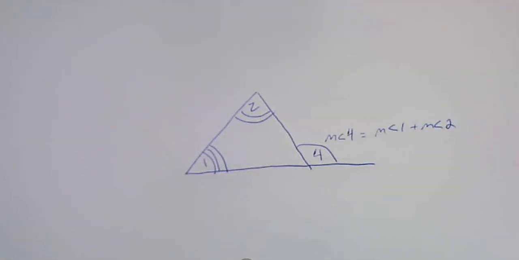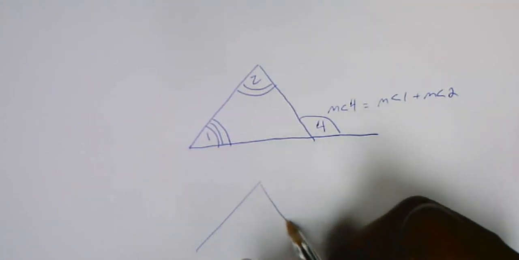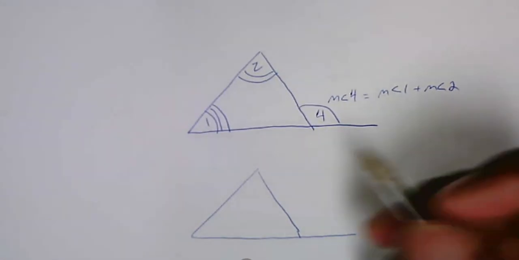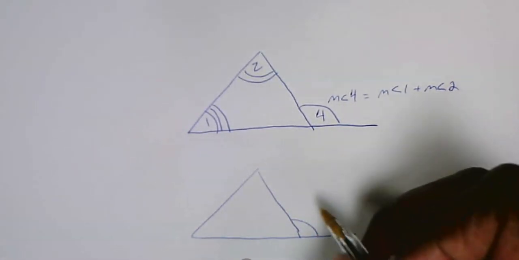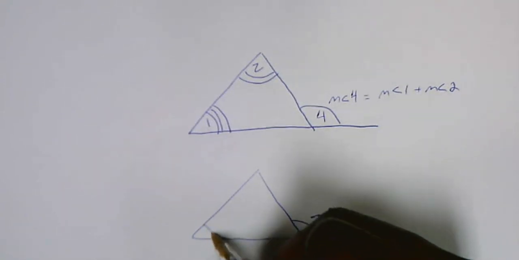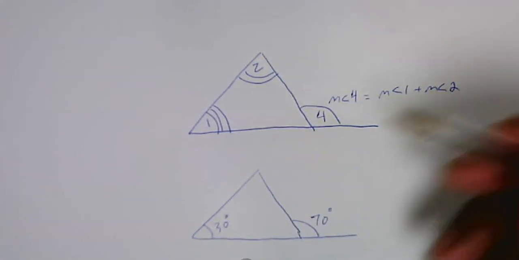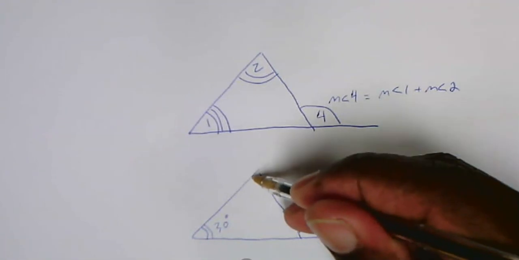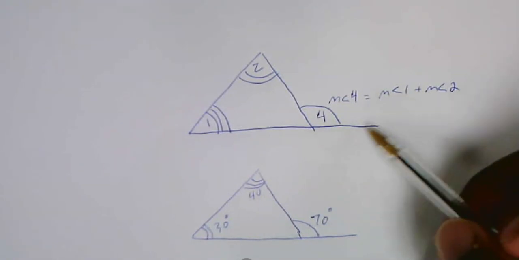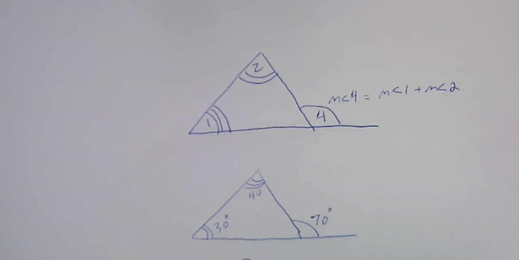So basically, if I knew, say, the measure of angle 4, I'm drawing a new picture. Let's say the exterior angle 4 is 70 degrees, and I knew that this angle is, let's say, 30 degrees. I can prove that this angle here, with two curves, has to be 40 degrees. Because 30 plus 40 equals 70. And I can prove it. This is how I can prove it.